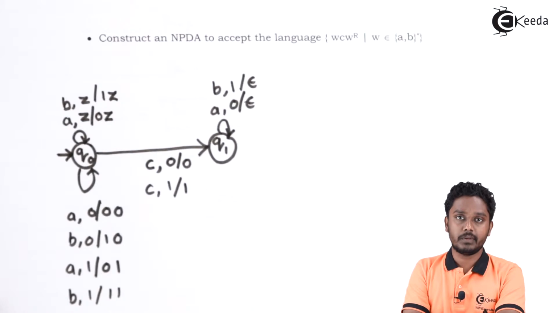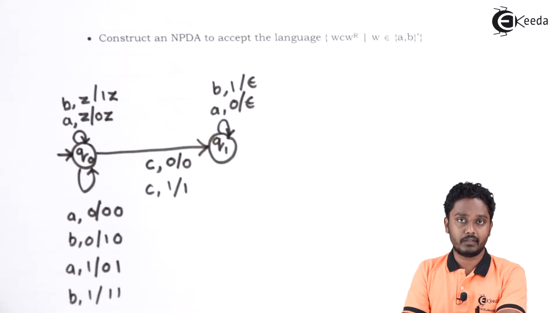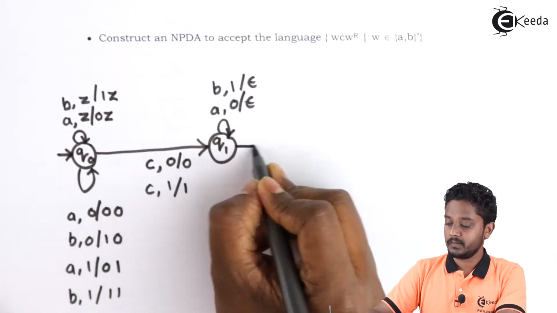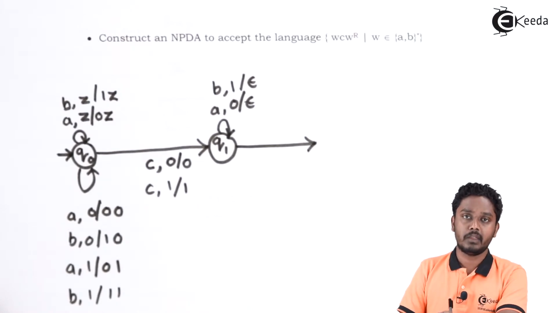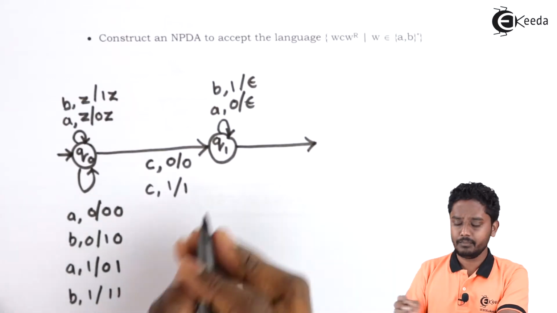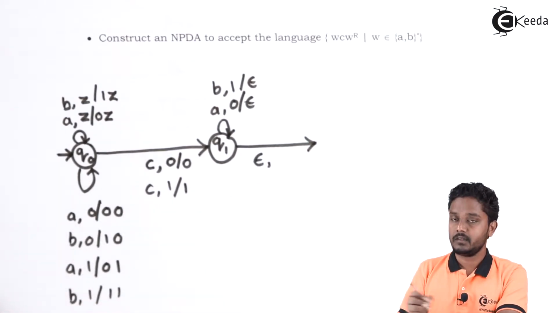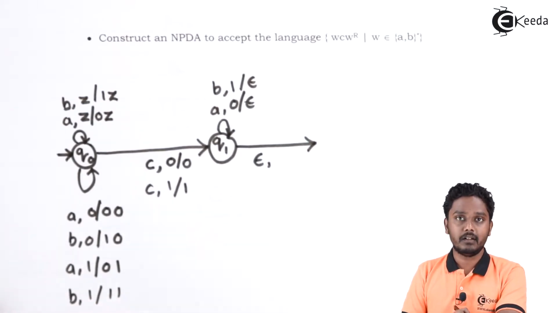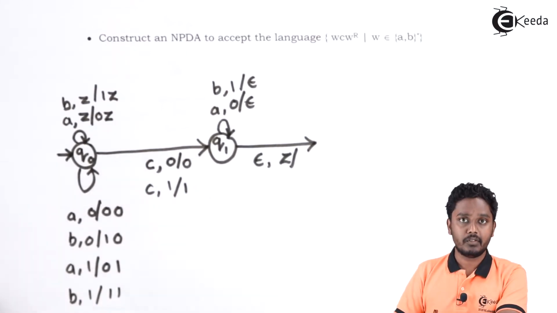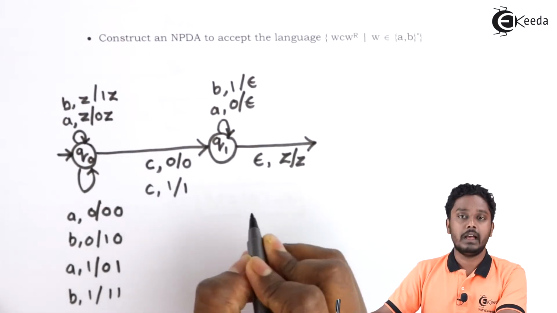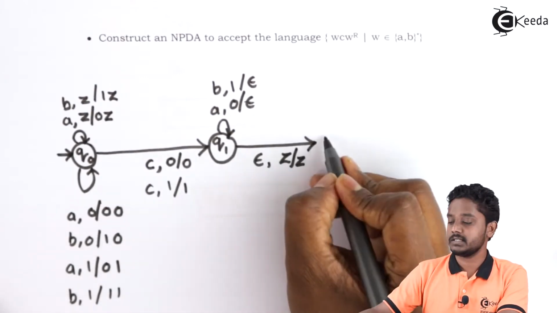Once we are done with the comparison of W with W R, and we have seen C as well, now we can go to the final state. For that, we will be entering the empty string because the input string would be finished by that time. The top of the stack would be Z. We will keep it as it is, and let us say Q2 is the final state.